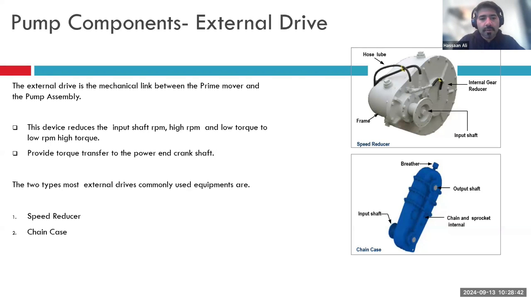There are other types of external drives that are also used apart from these speed reducers. The other one is called a chain case. You will have essentially a chain running between two gears over here. I don't see it being used very often, but in some scenarios, based on your application, the engineer may decide, because of space limitations in a pumping unit, to use a chain case rather than speed reducers. One of the advantages of chain cases is that they are more reliable and compact.